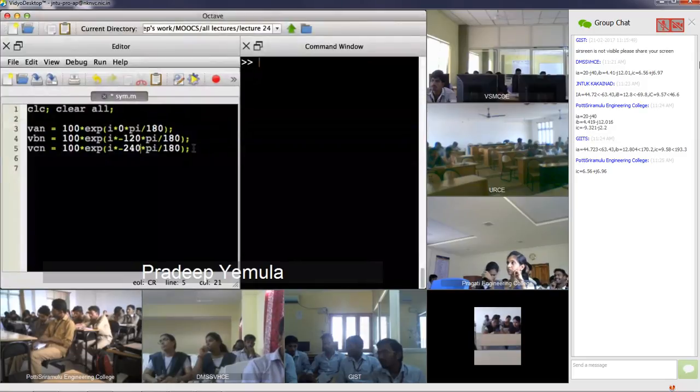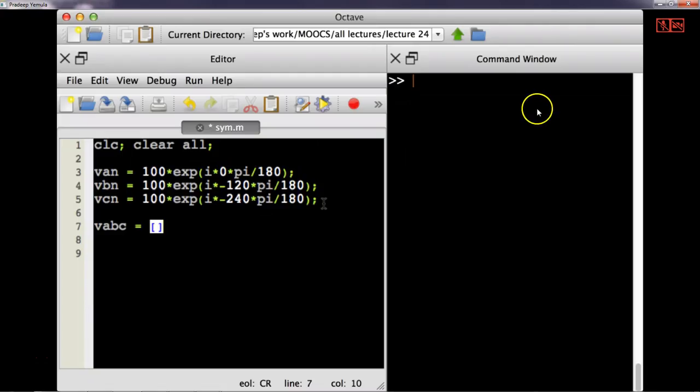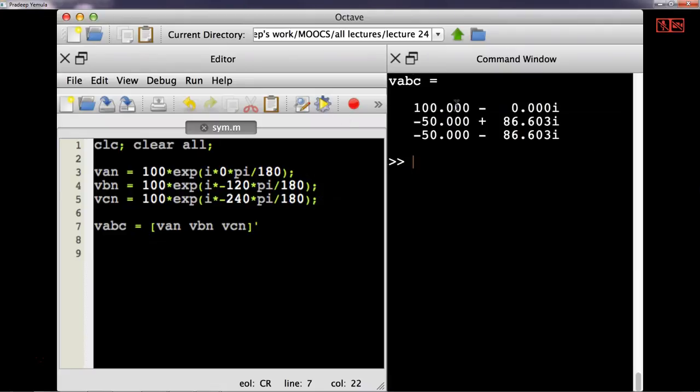So as a result, VABC is equal to VAN, VBN, VCN. I'll just transpose that matrix, then I'll get the voltages. If I run the program, on the right hand side you can see the voltage values are displayed. So these are the voltages of A phase, B phase and C phase.